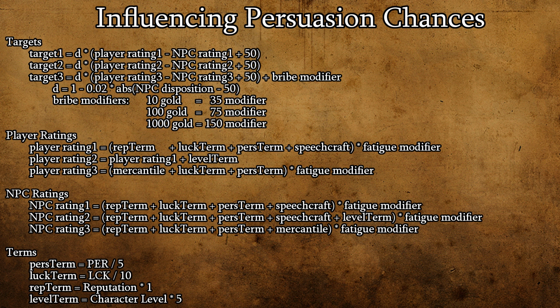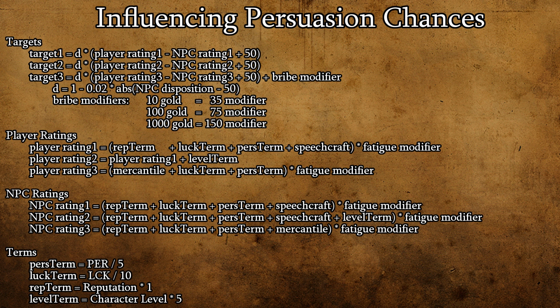The usual suspects are at play here too. Personality, luck, and the fatigue modifier all play their usual roles. If you want better success at persuasion, increasing your speechcraft, or mercantile if bribing, is most important, followed by your personality and then your luck. As always, keep your fatigue topped off for the 1.25 times fatigue modifier.